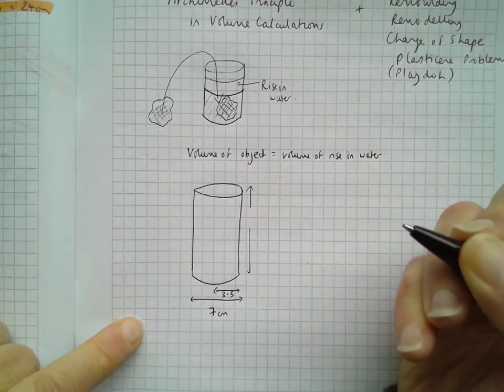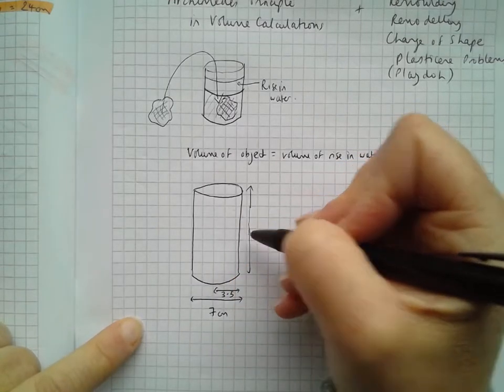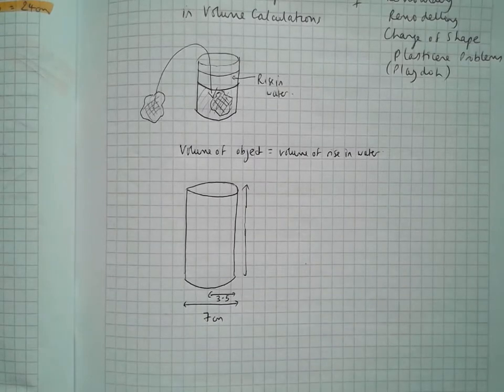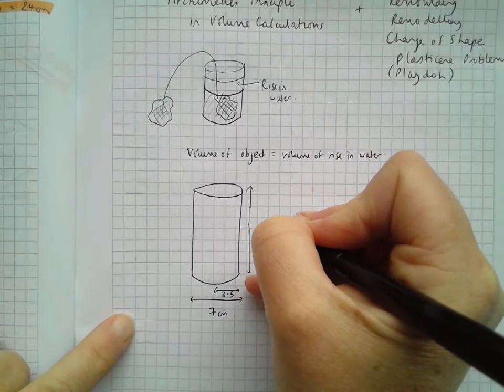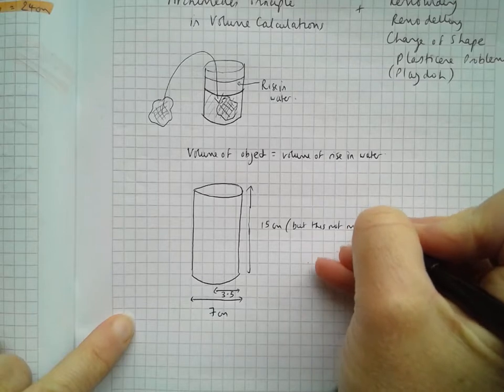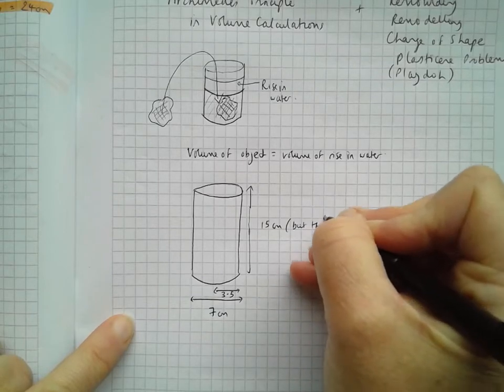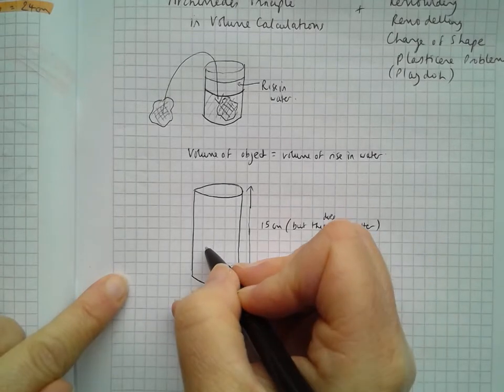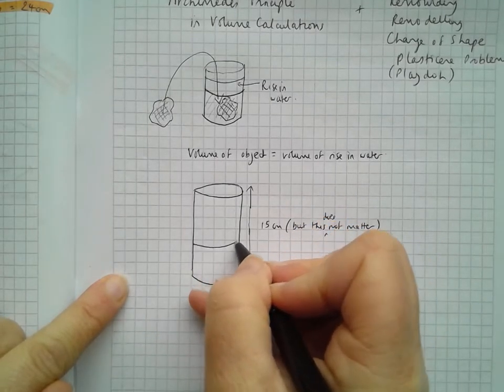The height of the cylinder here doesn't actually matter. I can check it now, it's roughly about 15 centimeters, but this does not matter, because all we're worried about in height is that we had water here. This is the water we had.